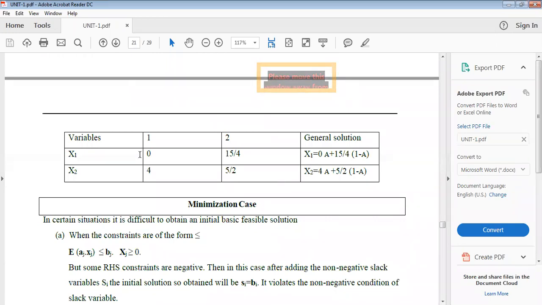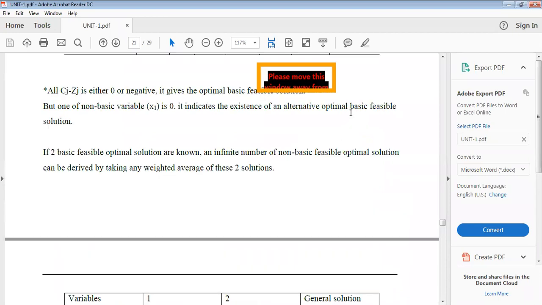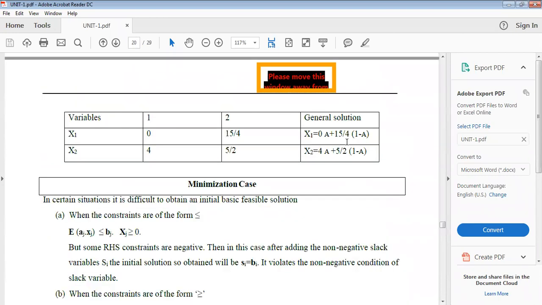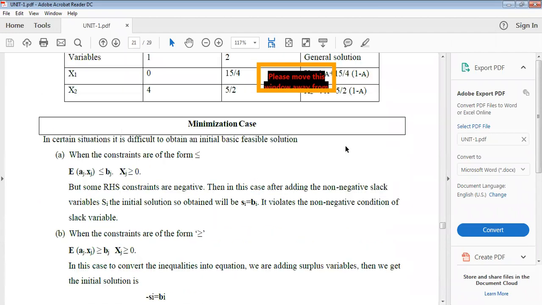So yes, already given here, x1 is equal to 0 variables, first variable, second variable, 0, 4, and 15 by 4. So the general solution, he has mentioned it. So you need not bother about all these things. You can avoid this particular step, and you can stop here. Two alternative solutions are there. So like that, you can avoid further confusion or clarification, whatever it may be.